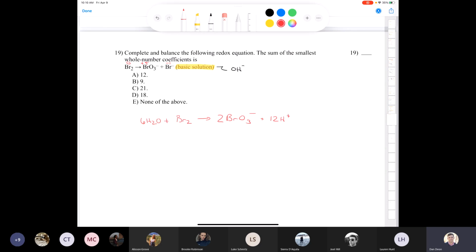Next, I need to balance out the charge. On this side, I have a charge of 0. Here I have 2 times -1, so that's -2 plus +12, which gives me +10. So to get 0, I have to add 10 electrons to this side.